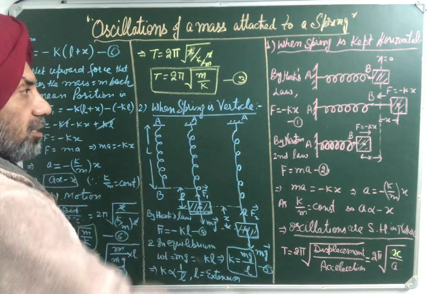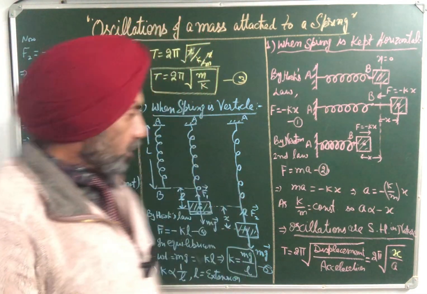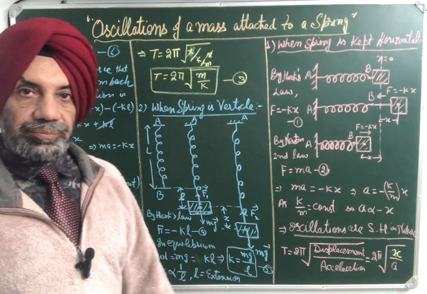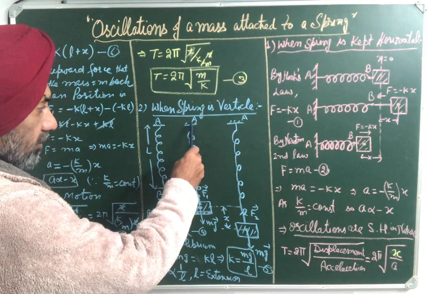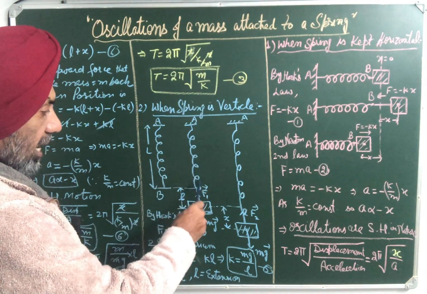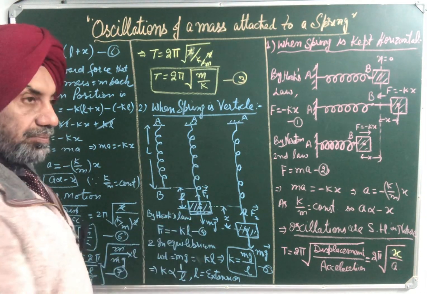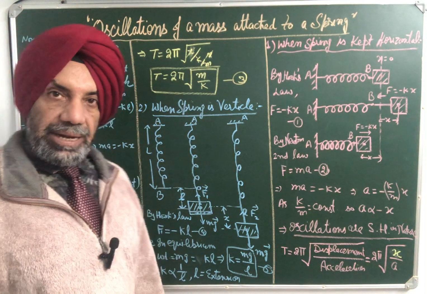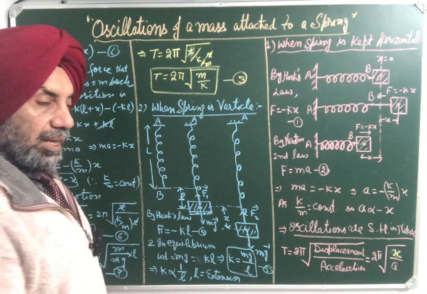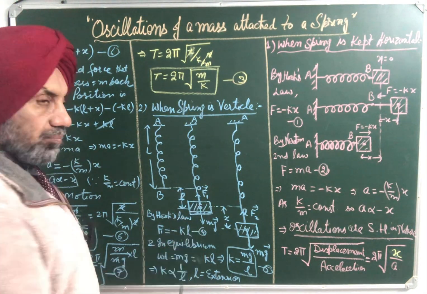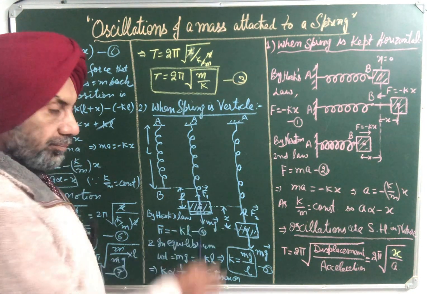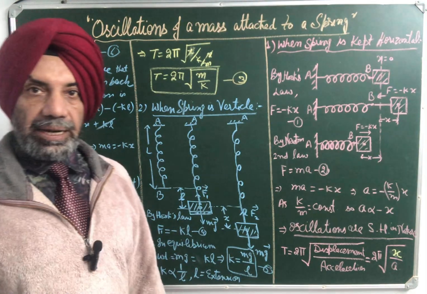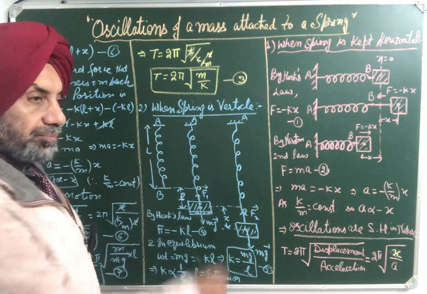Now, when the spring is held vertical, suppose this is the spring. So capital L is the original length of the spring, and suppose a mass m is attached to its free end, so that the spring gets extended through l, where l is the extension produced in the spring and the mass is in equilibrium. What are the forces acting? Weight mg and F1 acting upward due to the elasticity of the spring.